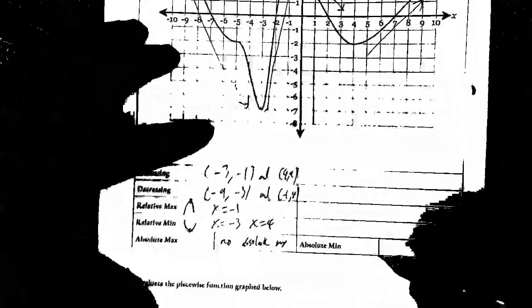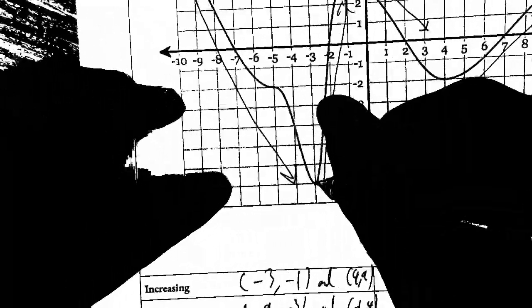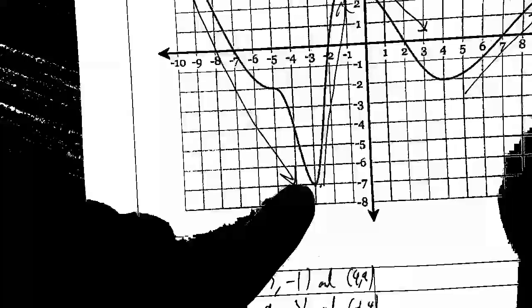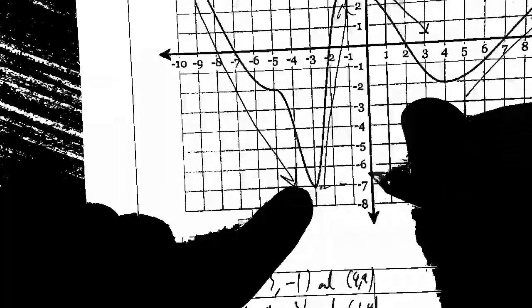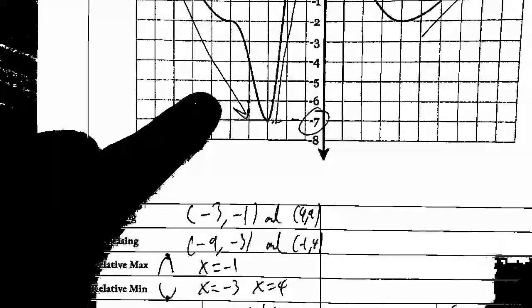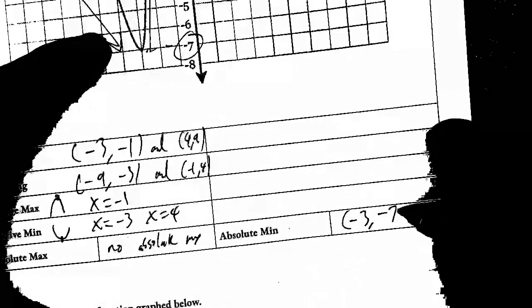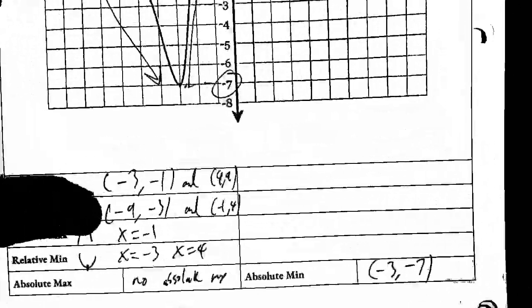Whereas the absolute min, notice if we look at where it bottoms out, the lowest value, it is a filled function here. The lowest value is -7. So the absolute min would be at the coordinates -3, -7. Okay? All right, moving on.